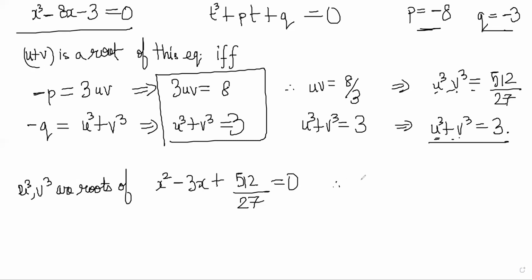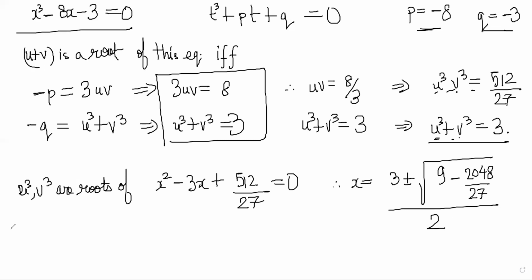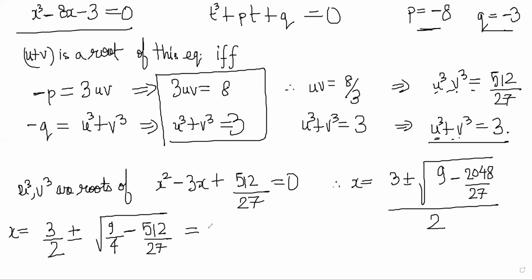right? So roots of this equation become x is equal to minus b plus minus root over b square minus 4ac, over 2. So 9 minus 4 into 512 by 27, so 2048 by 27, right? Divided by 2, right? So roots of this equation are 3 by 2 plus minus root of 9 by 4 minus 512 by 27, right? So if you do this calculation, what you get is an imaginary quantity. So you will just write it as an imaginary or complex number basically, right? So I will just keep it as it is for now.